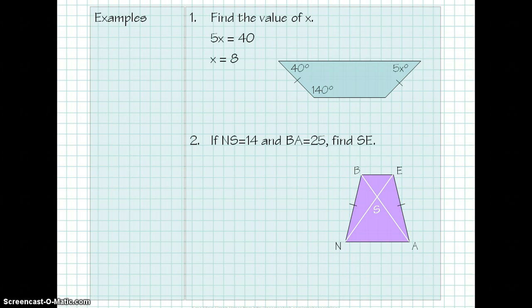All right, my next trapezoid, I have NS equal to 14, and BA equal to 25, so I want to find SE. Well, again, I know that my diagonals are congruent, and so this piece here is going to be 25 minus 14, which is going to be 11.